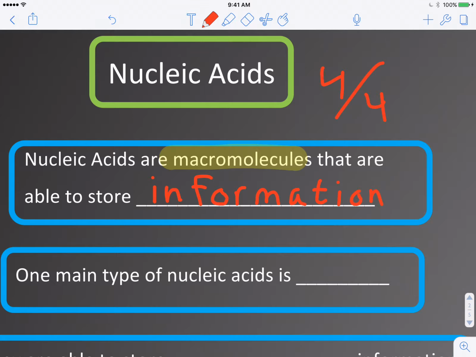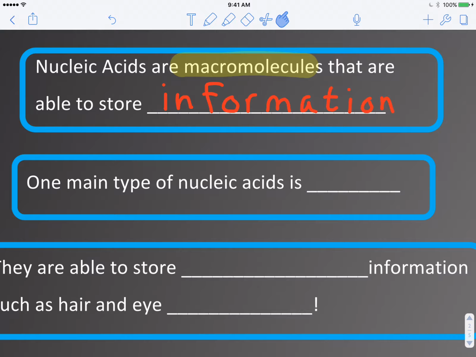Now, what kind of information do they store? In a way, they're like your computer's hard drive, where they contain all of this information that can be brought up at any time. But of course, they're not digital. It's not a computer. It's actually information inside of you.